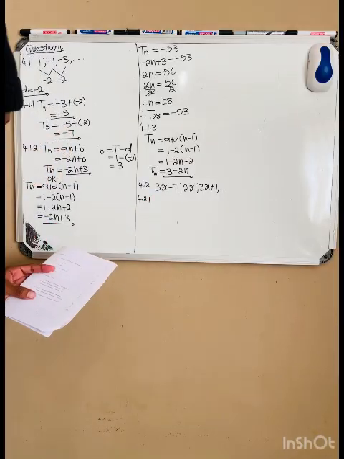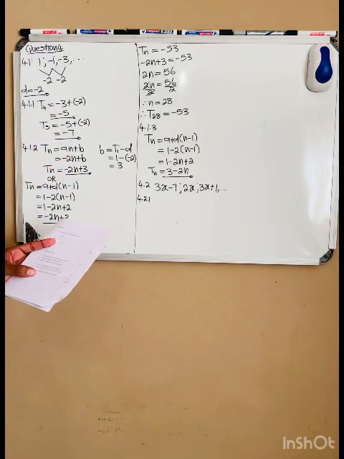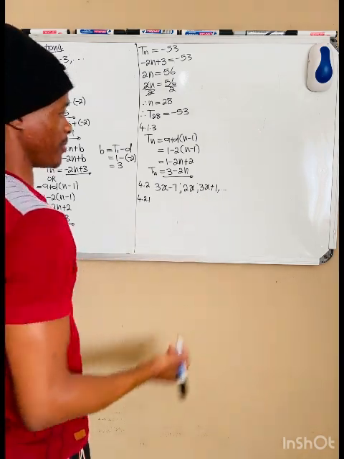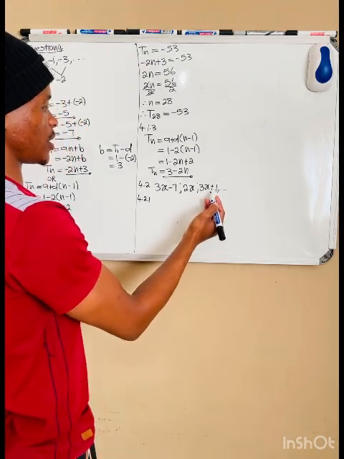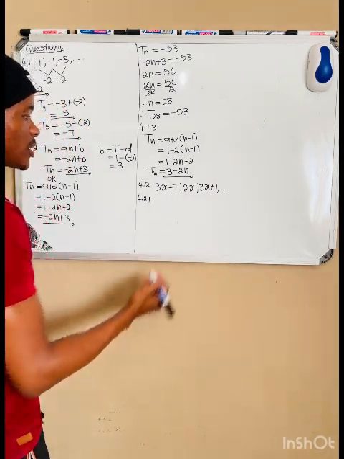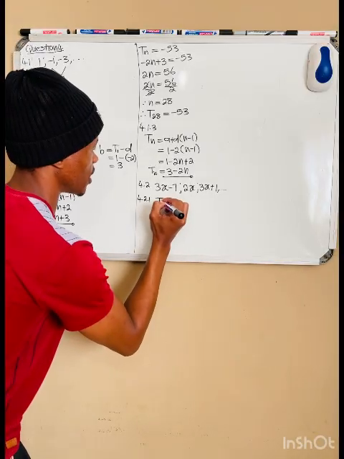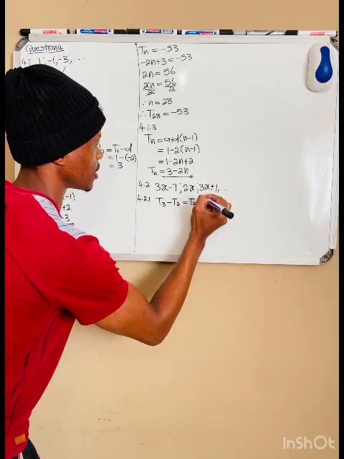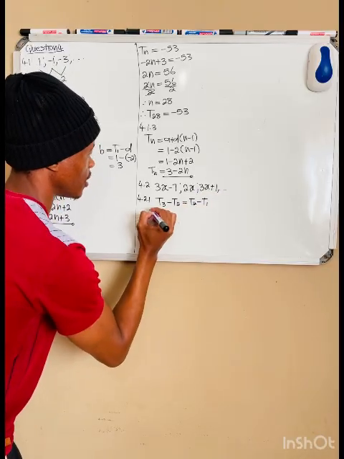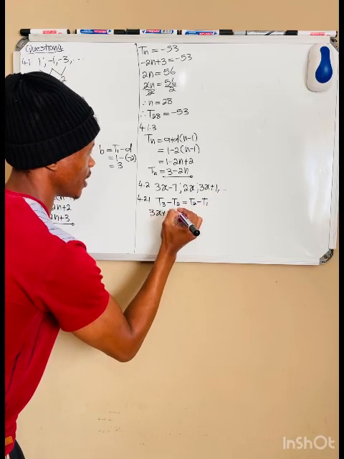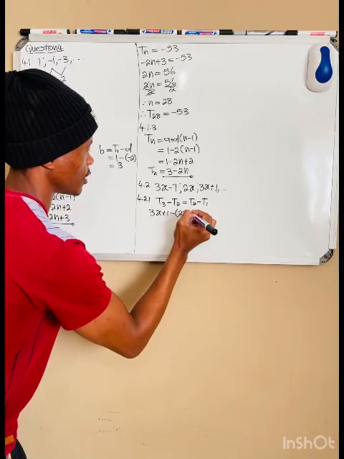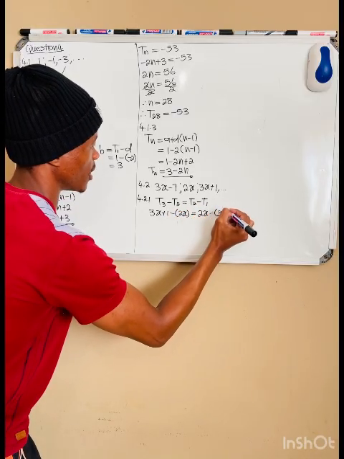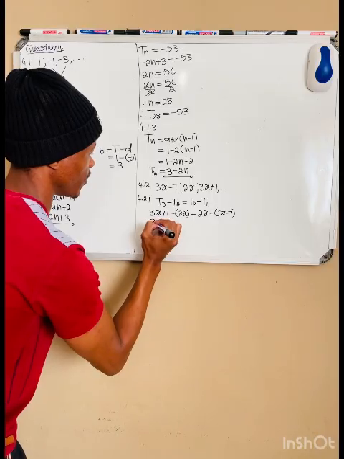4.2.1. They are saying that if the pattern continues in this manner, determine the value of x. We know this is term number 1, this is term number 2, this is term number 3. So to find the difference, we say T3 minus T2 equals T2 minus T1. What is T3? 3x plus 1 minus 2x equals T2, which is 2x minus 3x minus 7. Then let's simplify.